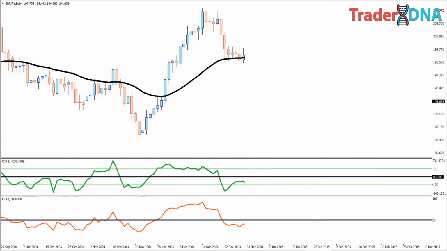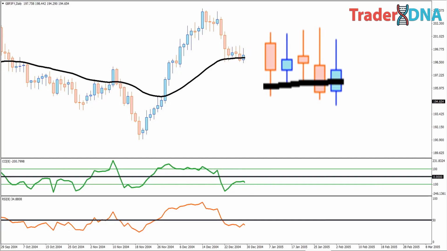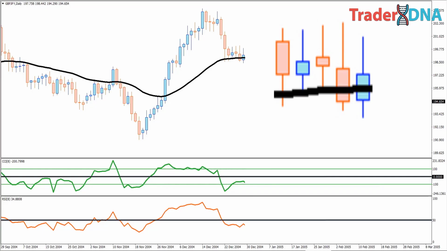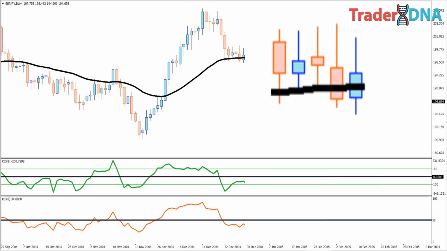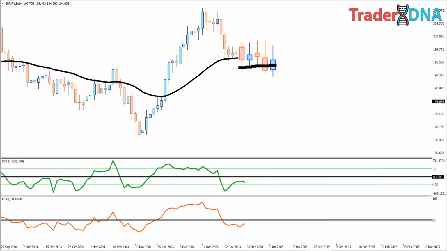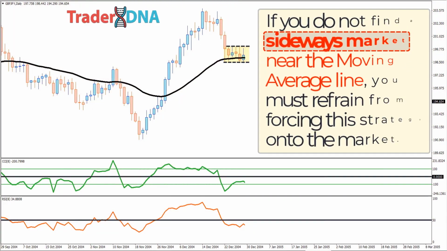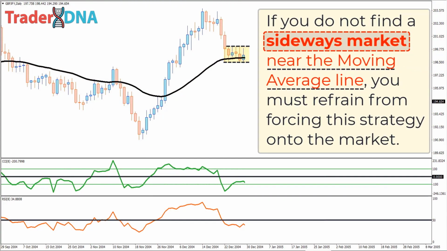Now, let's dive into a more in-depth discussion. In this chart, we observe a sideways movement around the moving average line. This is the first and most crucial condition that must be met for this trading strategy to work effectively. Based on my extensive experience with this strategy, whenever we encounter a sideways market around the moving average line as we see here, it strongly indicates a high likelihood of achieving significant profits in our trades. For this reason, if you do not find a sideways market near the moving average line, you must refrain from forcing this strategy onto the market. Instead, you should either step away from the current market or analyze other markets until you find this specific condition.